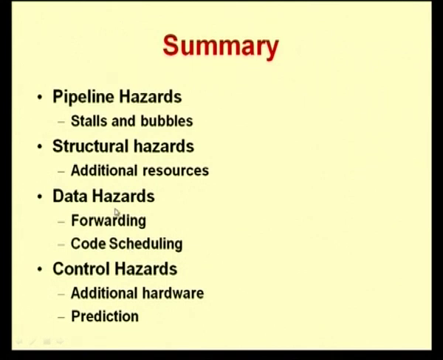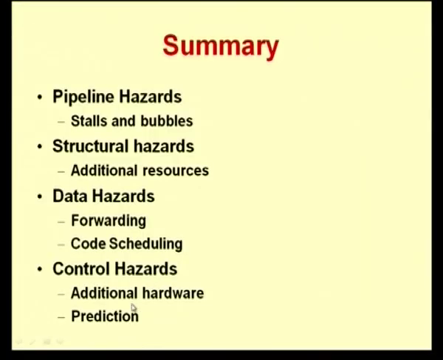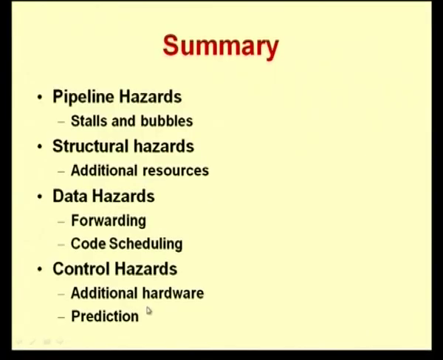We saw two examples of how forwarding can be done. Of course, this requires some additional data path to be introduced. We saw how that needs to be done. And then how control hazards can be handled by means of additional hardware. Of course, there is also something called branch prediction that is used when you are handling control hazards.